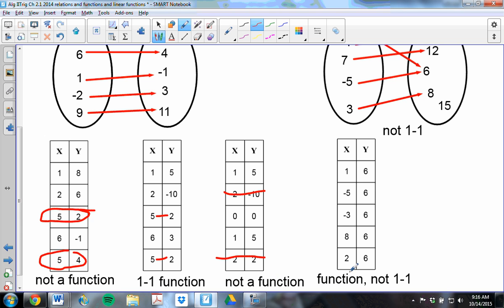Here, every input is going to only one output. 1 goes to 6, -5 goes to 6, -3 goes to 6. But since they're all going to 6, this is a function but not a one-to-one function. Because basically, if you drew a map, there'd be a bunch of things pointing to the same number. When that happens, it can still be a function but not a one-to-one function.